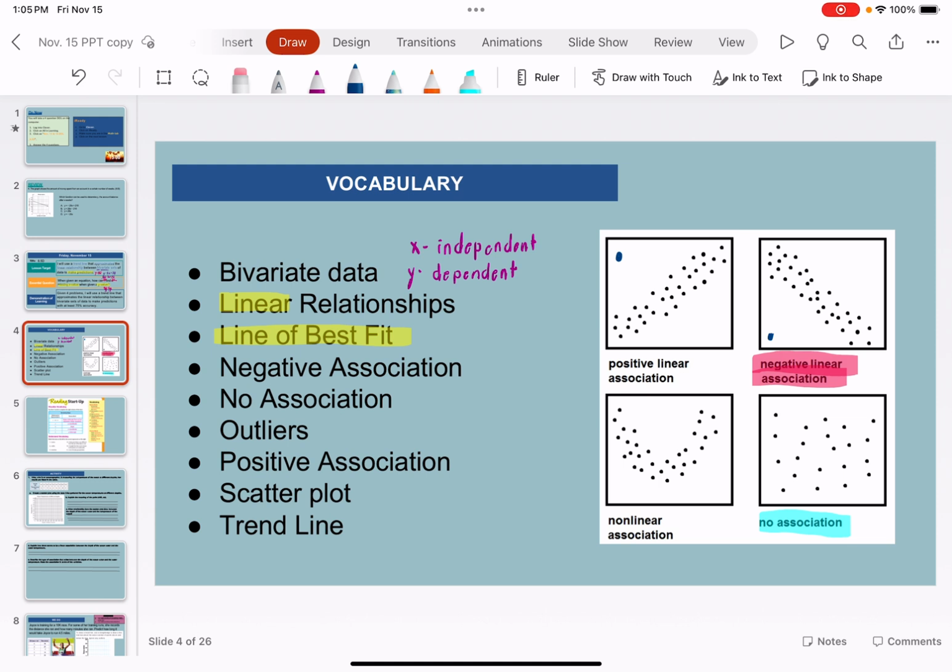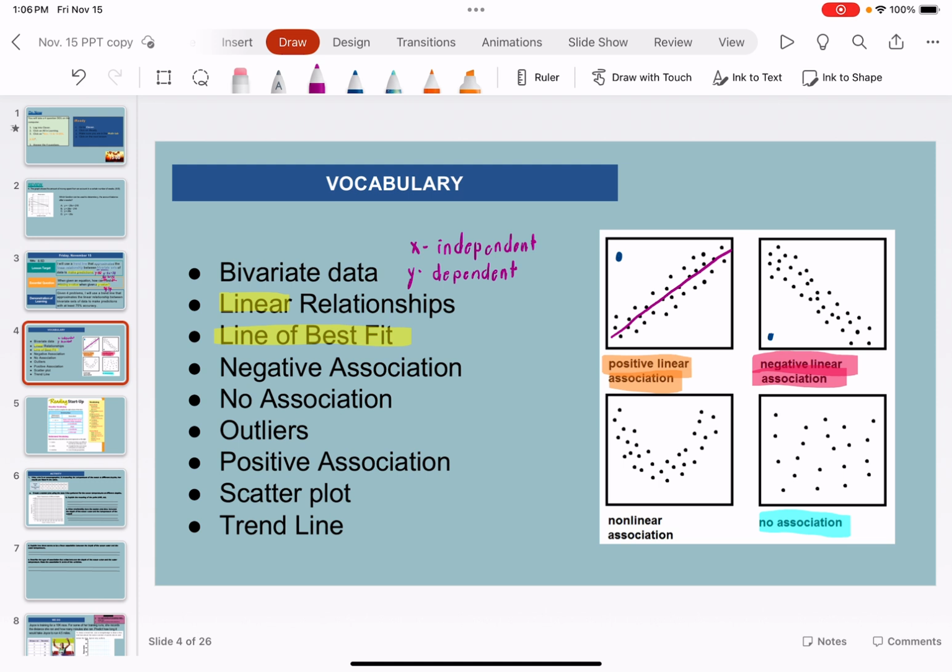Then, of course, we have positive association. So positive association is right here. And if I were to draw my trend line, again, I'm trying to draw a trend line where there's the same amount of points, an equal amount of points above and below. You can see that it is positive because this line, this linear relationship, would have a positive slope. But also as the x value increases, the y value also increases.